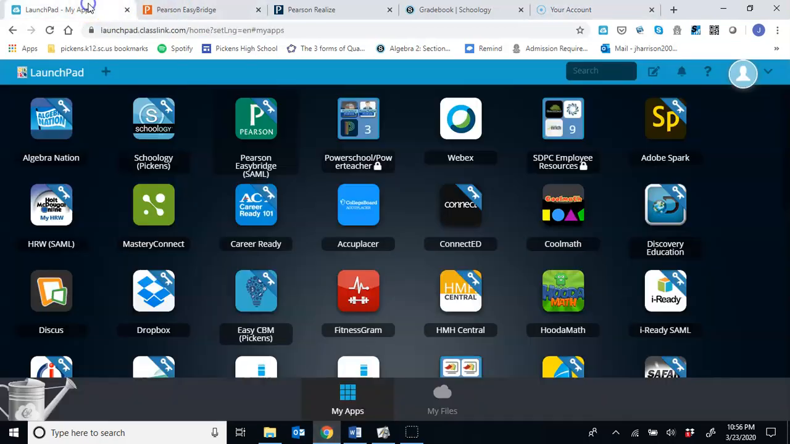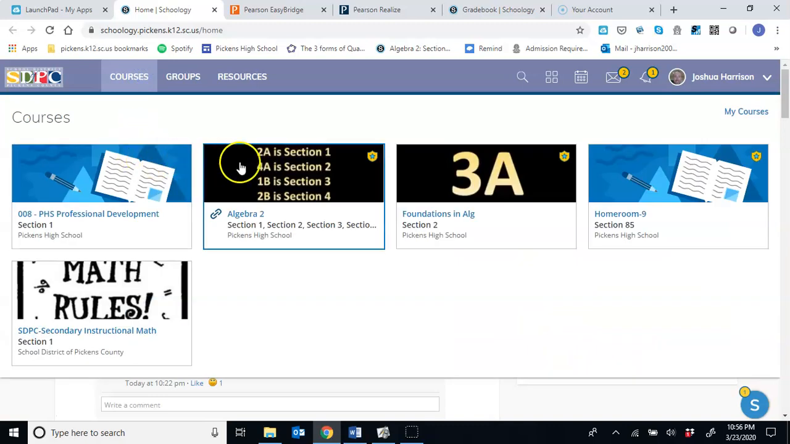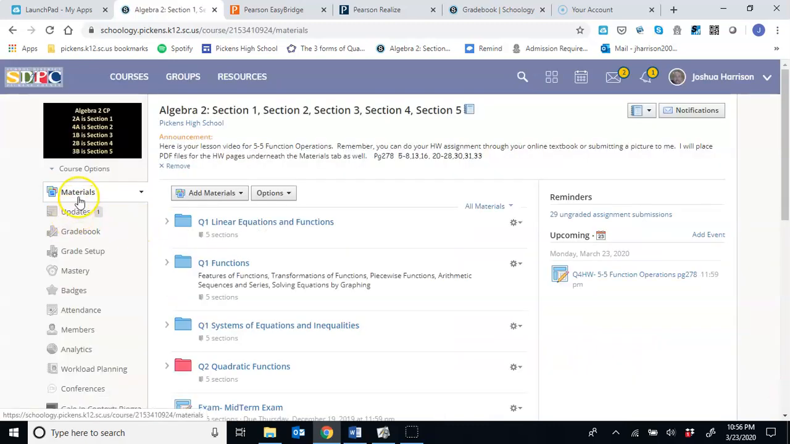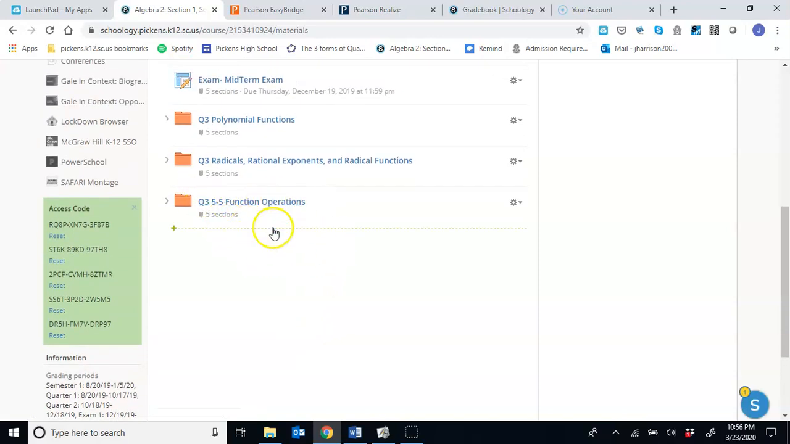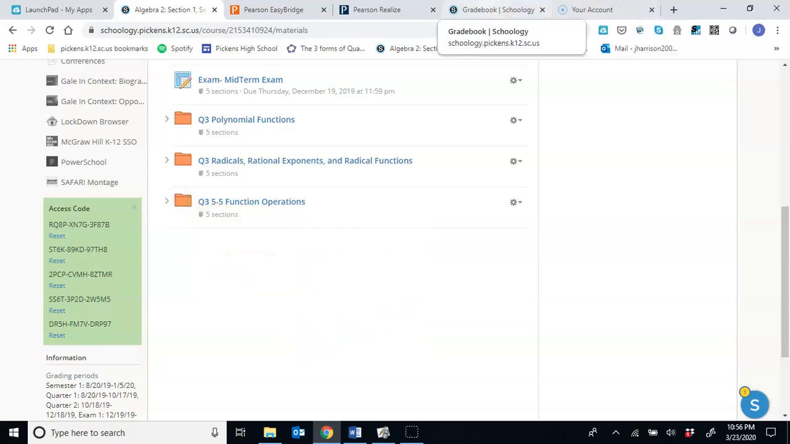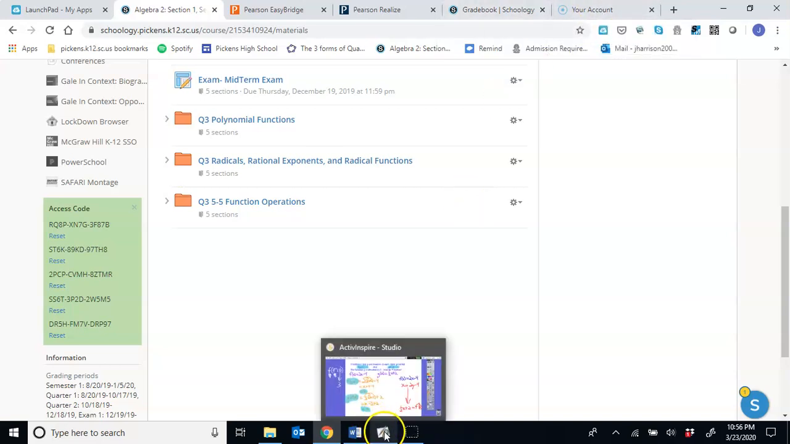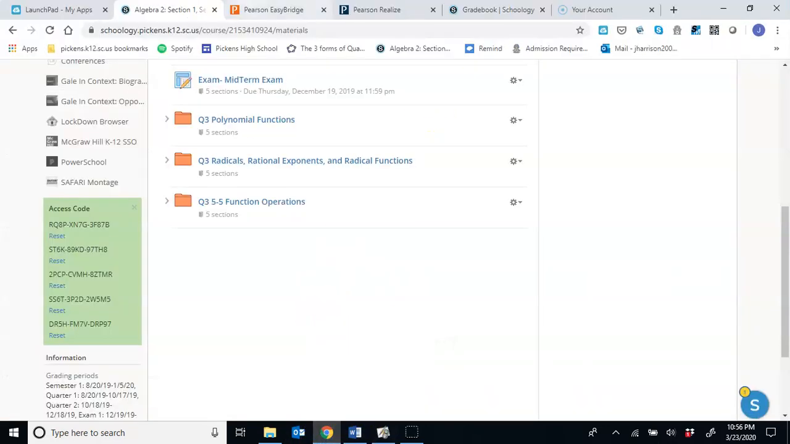Remember, those will be on the Schoology page where you go to the Algebra 2 Materials tab. If you go underneath there, underneath Materials, you go down to the bottom, I'll have a little folder here that has inverse functions, and then I'll have the actual PDFs inside there, as well as this lesson. I will post this lesson, and then I will also put the assignment into Schoology itself. Then you will finally, like I said, also have the textbook, the online textbook to choose from.